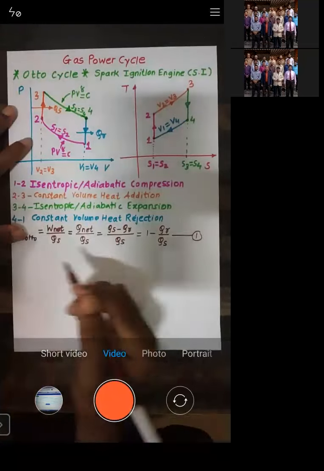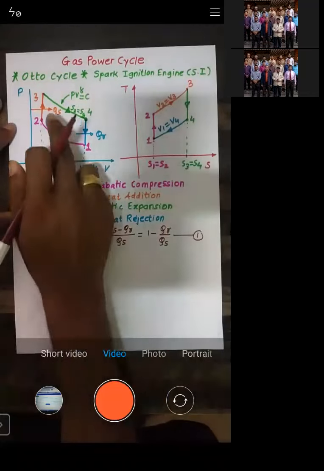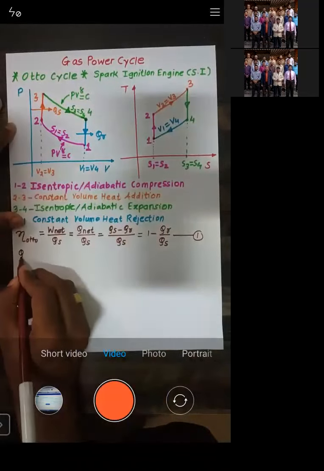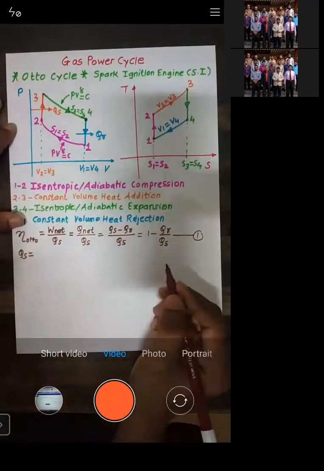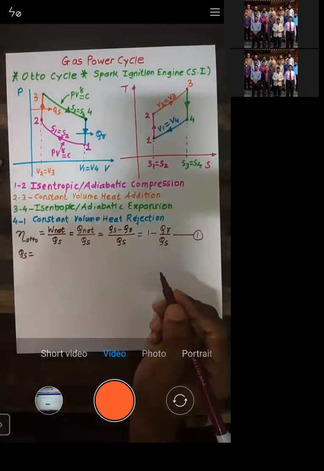Now let us calculate the values of QS and QR. When we see QS, how to calculate QS, the heat supplied?